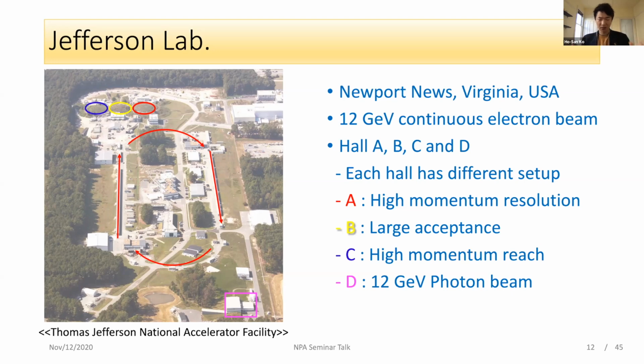I said it's a 12 GeV electron beam, but actually in the experiment we use 11 GeV, because we accelerate the electron in a linear accelerator, and each time it goes through the linear accelerator, it gets 1.1 GeV. So if we go 5 times, we actually get an 11 GeV beam. And Hall D on the other side gets 12 GeV.